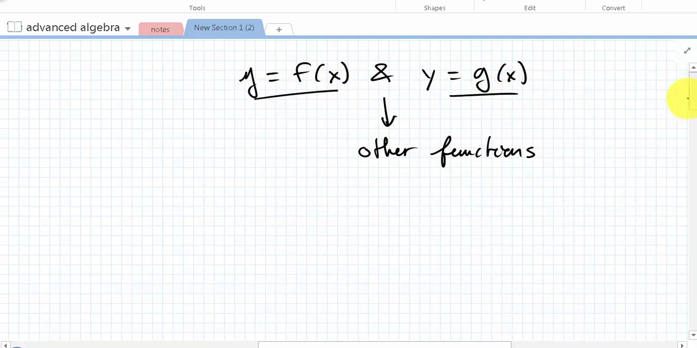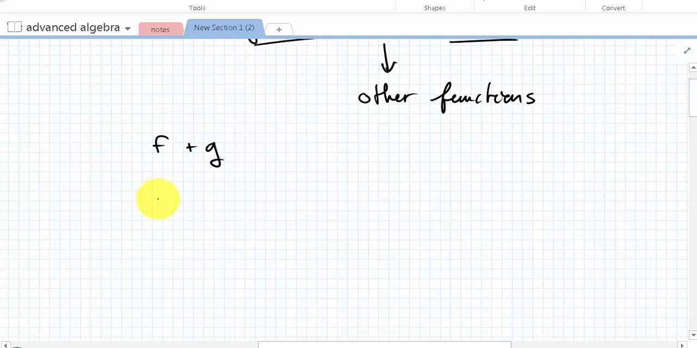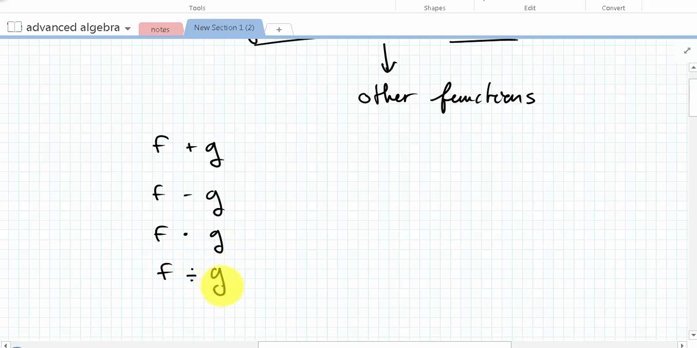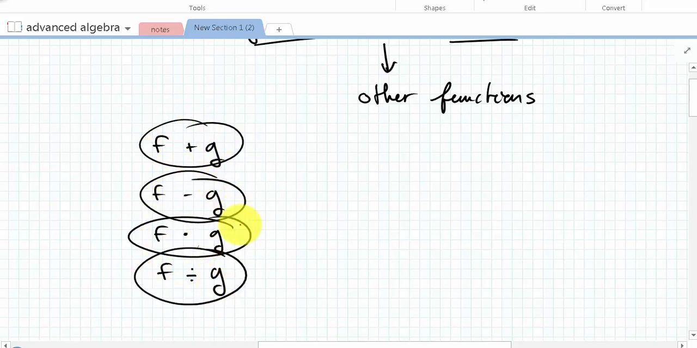Let's start with the first function we're going to define. We're going to add the functions f and g. We're going to define this function. We're also going to subtract the functions f and g, and then, as you can guess, we're going to multiply the functions f and g, and finally we will divide the functions f and g. These are new functions, right? We don't know what they are yet. We have to define them.